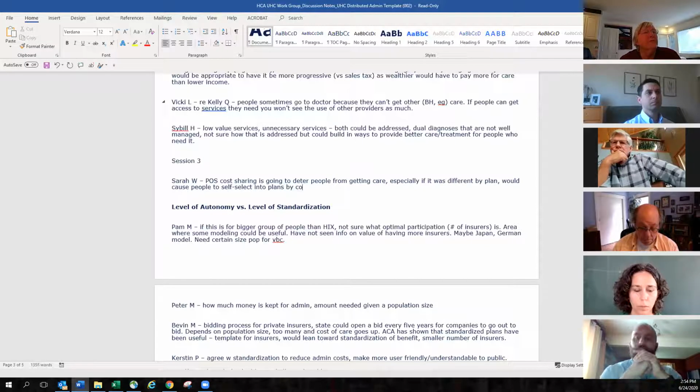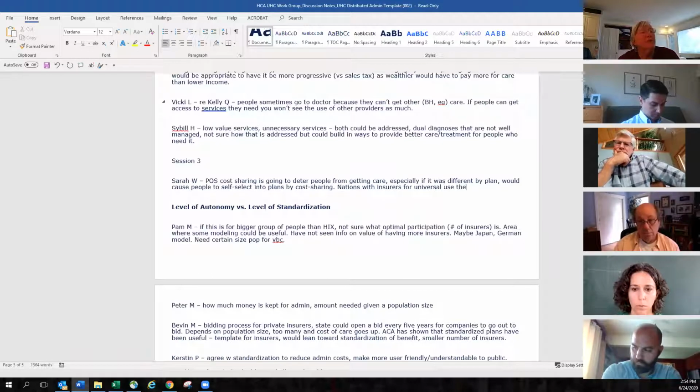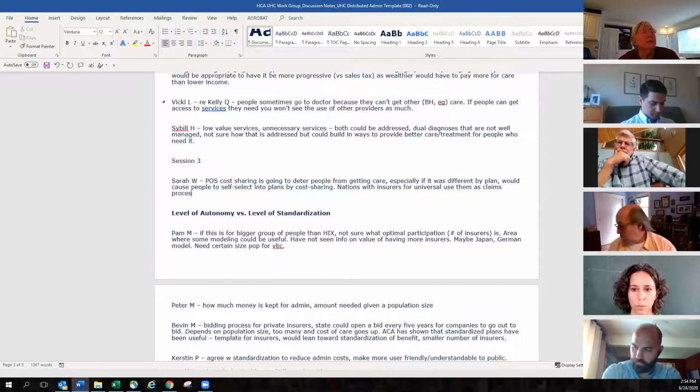Nations that have built their universal systems with intermediary insurance companies, in reality, those insurance companies are basically claims processors and fund distributors. They do not make decisions about medical care and all of that. And essentially, everybody's in everything. If you look at the German model. Thanks, Sarah. Rod?